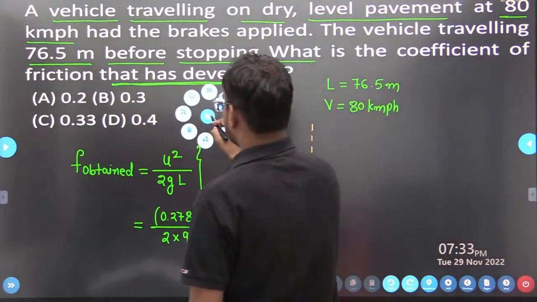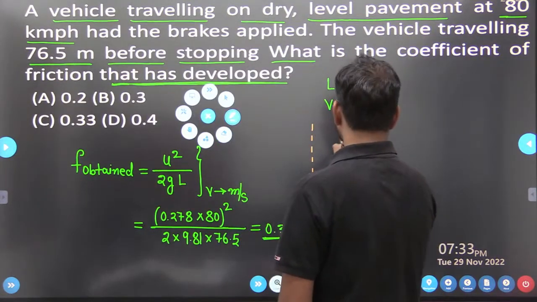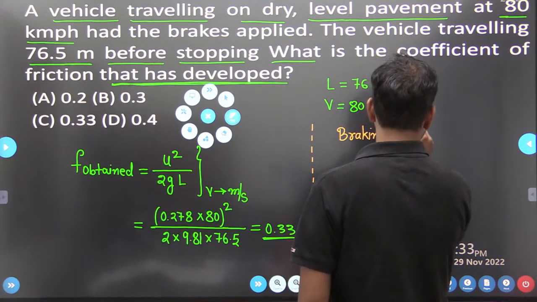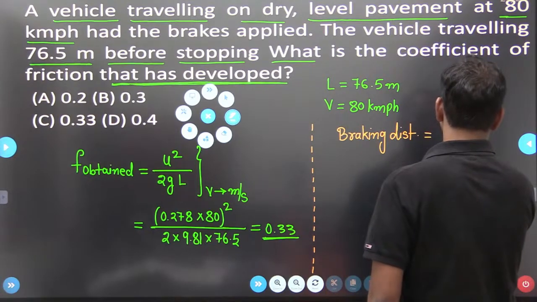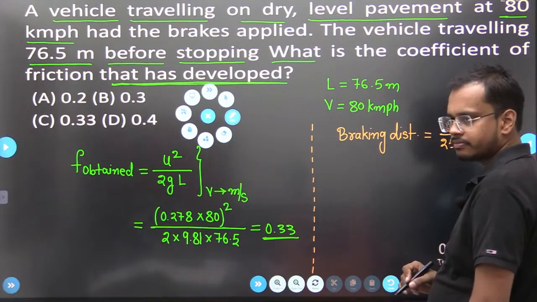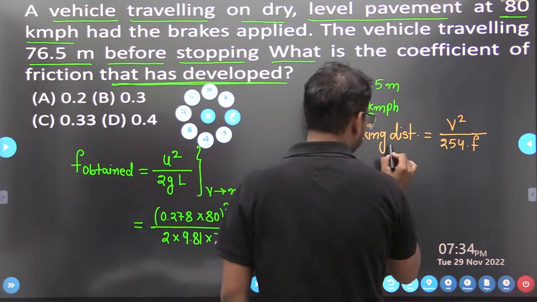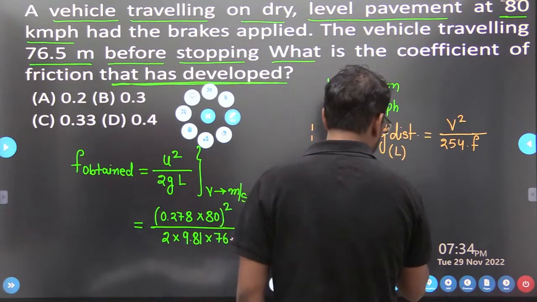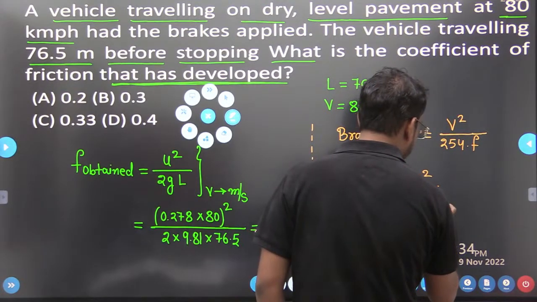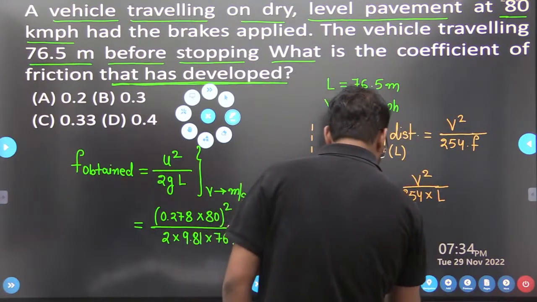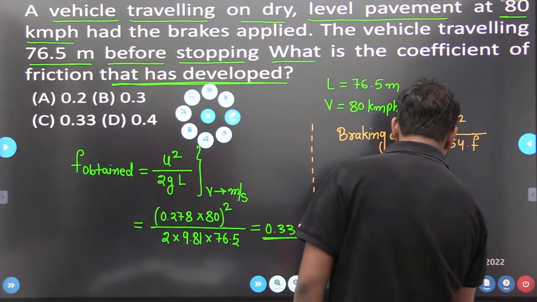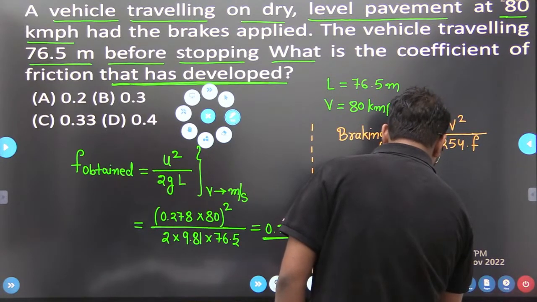Now see here please. This question can also be solved like this. We already know that braking distance is equal to V square upon 254 times F plus or minus S. S is not given, so you consider only small f. My dear friend, braking distance is represented by capital L. So if I am interested in calculating the value of F, then F is equal to V square divided by 254 multiplied by L. So what is the value of F? V square, that means 80 square, divided by 254 multiplied by capital L.